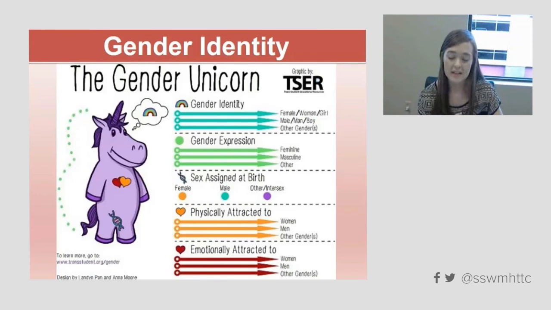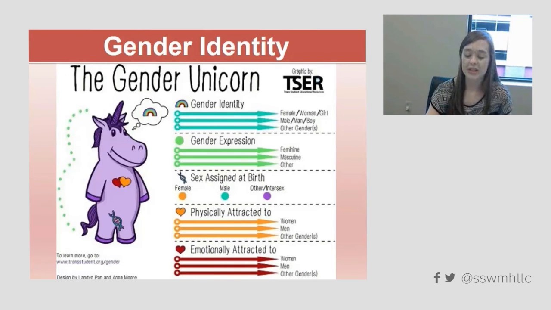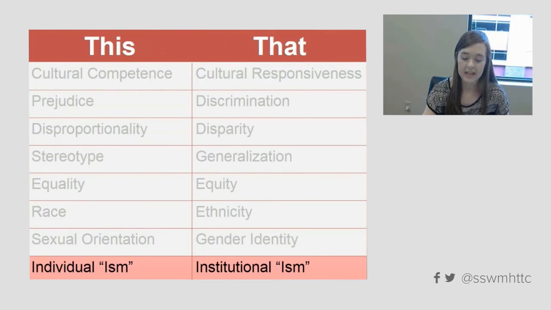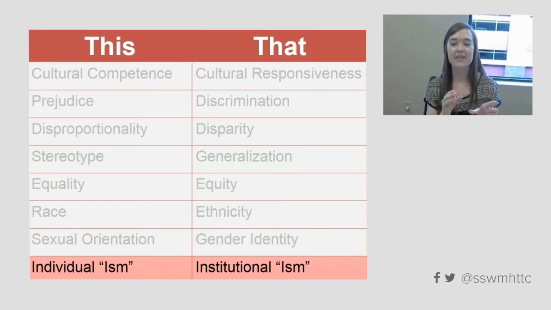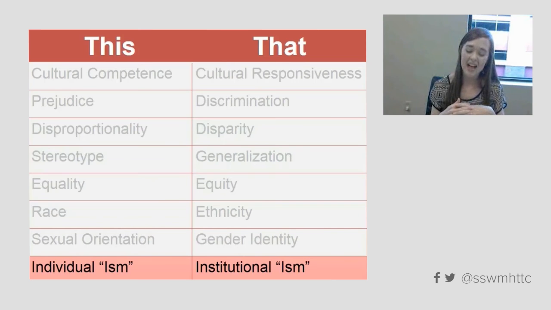And then again, going back to the difference between gender identity and sexual orientation, there's who you're physically attracted to as well as potentially who you're emotionally attracted to, which are also considered two different things. And then our last terms that we're going to go through this morning before we open it up to answering some questions is the difference between individualisms and institutional isms. I want to make clear the way that it's written on the slide is individualisms, not individualism. So I just wanted to point that out.